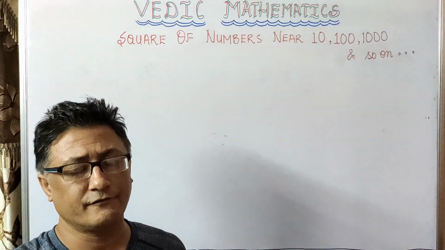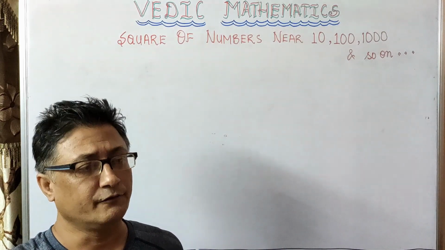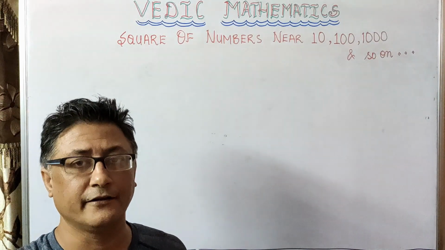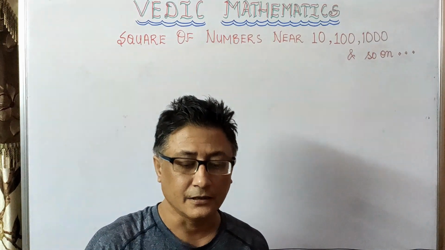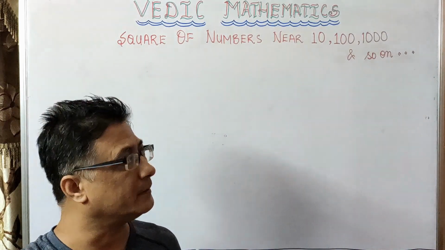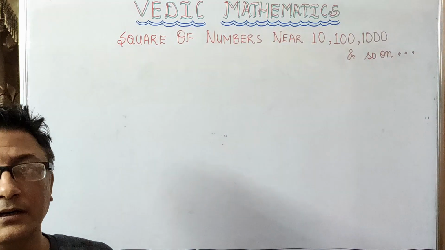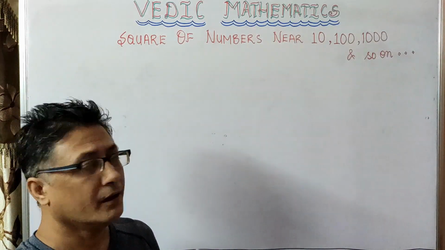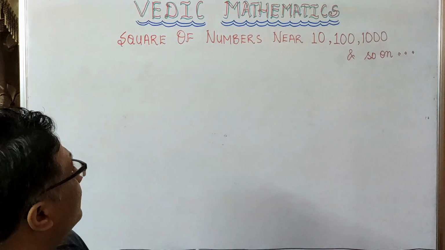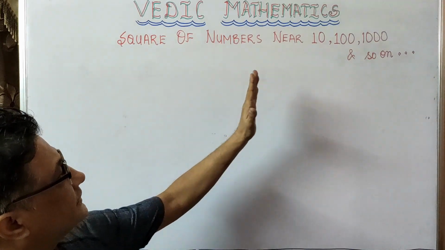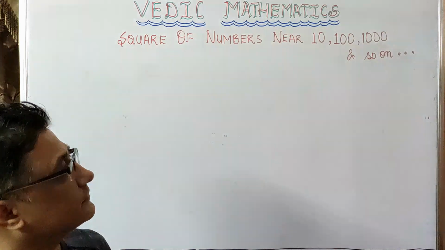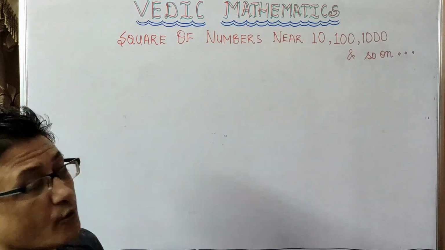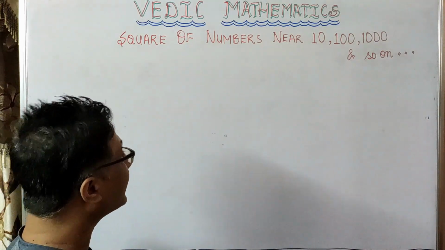I hope that you have watched our previous videos in which we shared some methods of calculating really fast using Vedic mathematics. If you haven't seen our previous videos, please see them because they have some very useful tricks for you to follow. Now, in this video, we'll be sharing how to find the square of numbers which are near 10, 100, 1000 and so on. For example, suppose you have to find the square of 9.